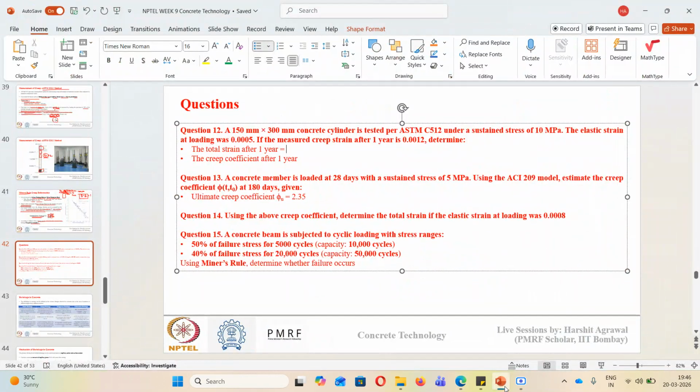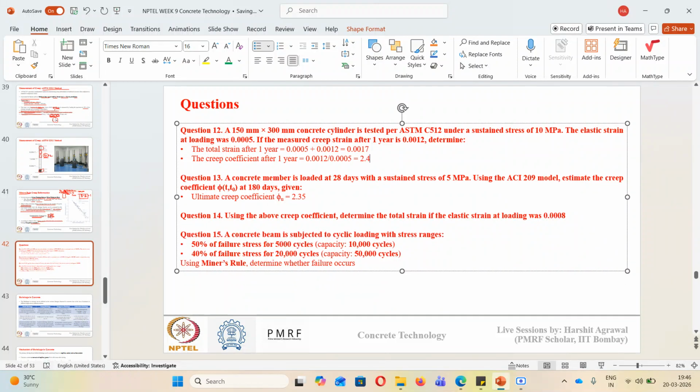Total strain is nothing but elastic strain plus creep strain. So it is 0.0005 plus 0.0012, that is 0.0017. So this is the total strain. And creep coefficient is nothing but creep strain upon elastic strain. So that is 0.0012 divided by 0.0005, which is 2.4.